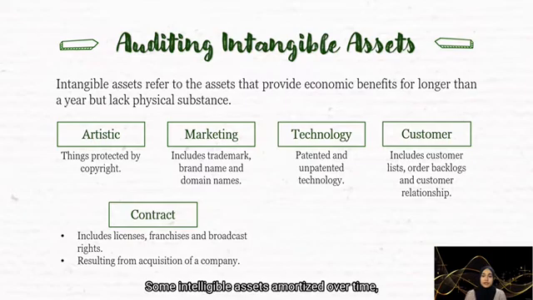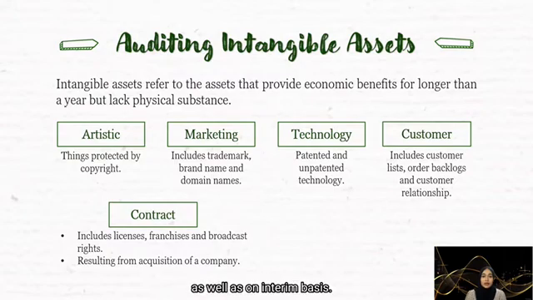Some intangible assets are amortized over time, while others like broadcast licenses, trademarks, and goodwill are considered to have indefinite life and are not amortized. However, all intangibles must be reviewed for impairment at least annually as well as on an interim basis.